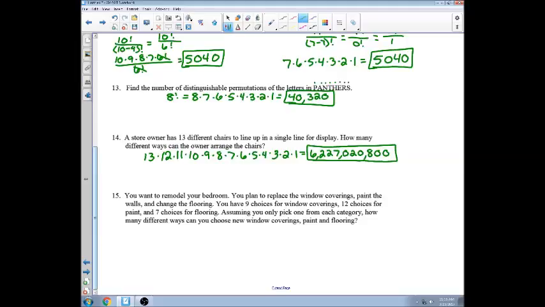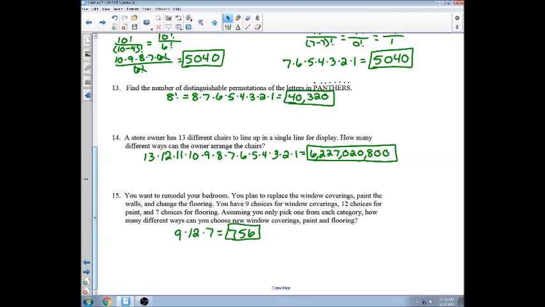You want to remodel your bedroom. You plan to replace the window coverings, paint the walls, and change the flooring. You have 9 choices for window coverings, 12 choices for paint, and 7 choices for flooring. This is very similar to the problem from our last section where we were talking about the sandwiches I could make. Okay? So I'm going to take my 9 choices for window coverings, my 12 choices of paint, and my 7 choices for flooring, multiply those together, and I end up with 756 different ways that I could remodel my bedroom.